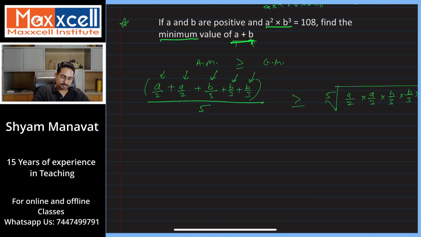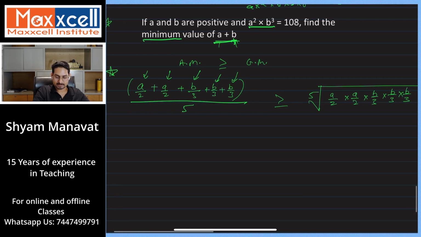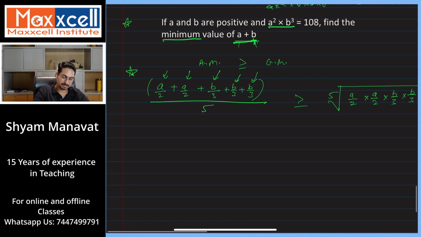Now, what do you do if you simplify this? Now this is just to write the expression. Now after this point, it is all on you. How do you simplify? So A by 2 plus A by 2 will again become A. B by 3 plus B by 3 plus B by 3 will again become B. And this is divided by 5.